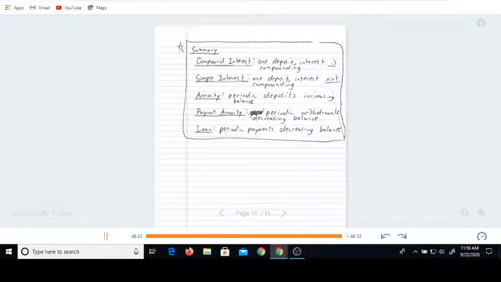So in summary, this is just a quick little tip on when to use which formula. So if you're going to use the compound interest formula, that's one deposit and interest is compounding. Of course, if it's not compounding, then that's simple interest. An annuity is periodic deposits that are increasing the balance. A payout annuity is periodic withdrawals, which are decreasing the balance. And of course, a loan is periodic payments decreasing the balance.